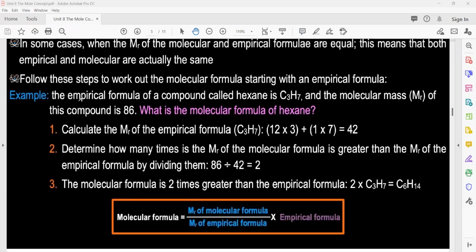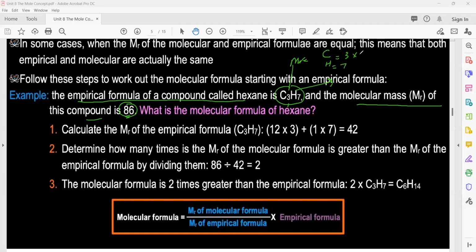For example, the empirical formula of a compound called hexane is C3H7. Which formula is this? Empirical formula. The molecular mass of the compound is what? 86. So they gave you MR of the compound. So simply what you will do, you see the empirical formula, find MR of it. How will you do this one? First of all, which elements are there? Carbon and hydrogen. How many carbon? 3. How many hydrogen? 7.